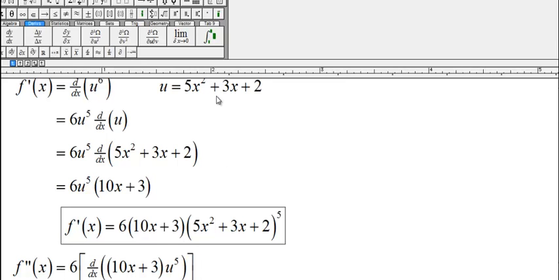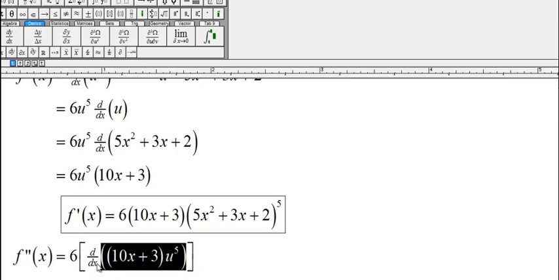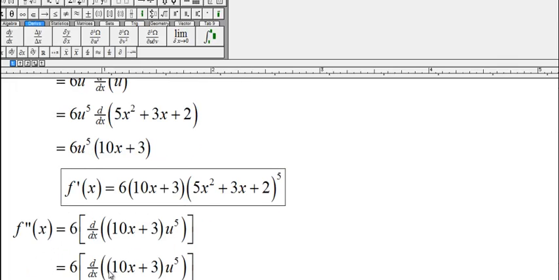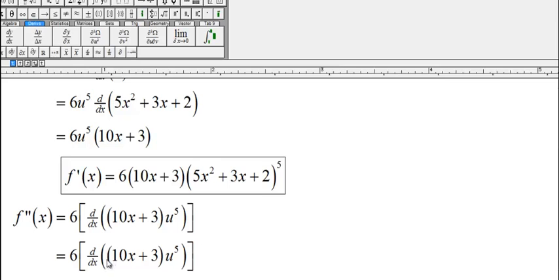Now, in fact, let me rewrite it like this. Okay, so you see what I've done? I've done the same substitution we used before. So this is u to the fifth. I'm going to leave this 10x plus 3, bring the 6 out front of the derivative sign. So it's like that. Okay, now for this derivative, what's inside this bracket, I'm going to apply the product rule.